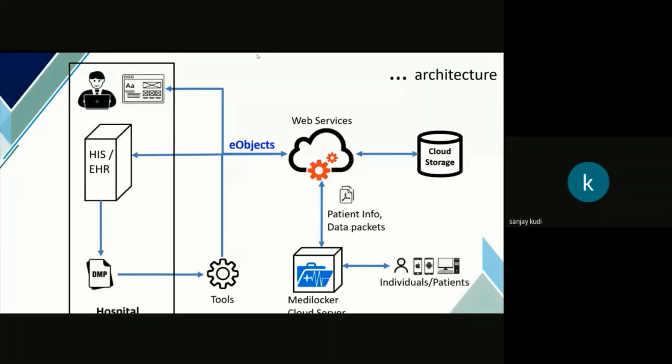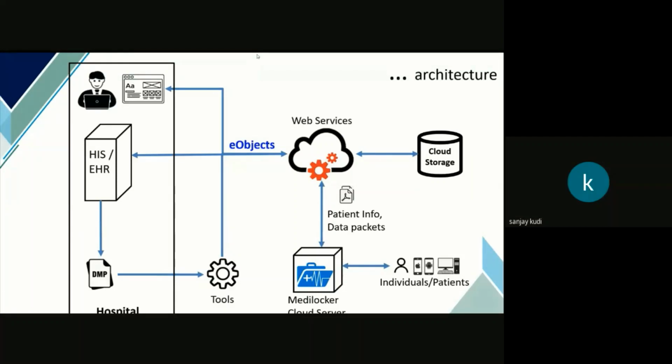So a hospital can provide the eObjects either from their HIS, or they can use our web application, or they can dump the information in some place, and then we can apply our tools to convert the data into eObjects through web services. We are pushing all this data to our cloud. Once the data reaches our cloud, the moment we get the very basic information about the patient, we create a MediLocker for that patient. As and when the data keeps coming for that patient, the information gets stored on the cloud as well as in the MediLocker of the patient.